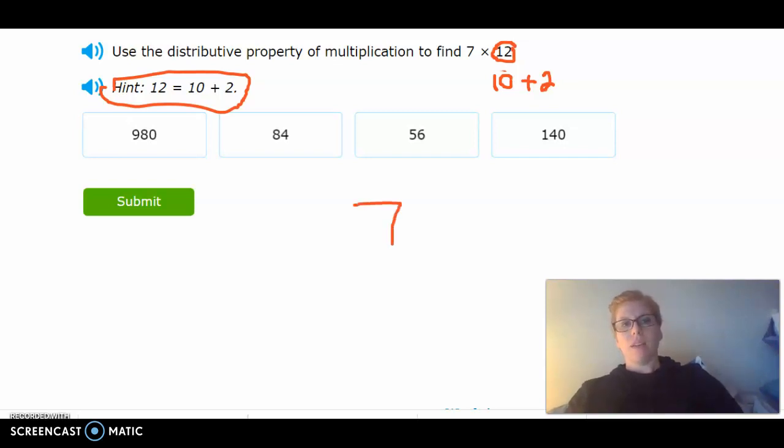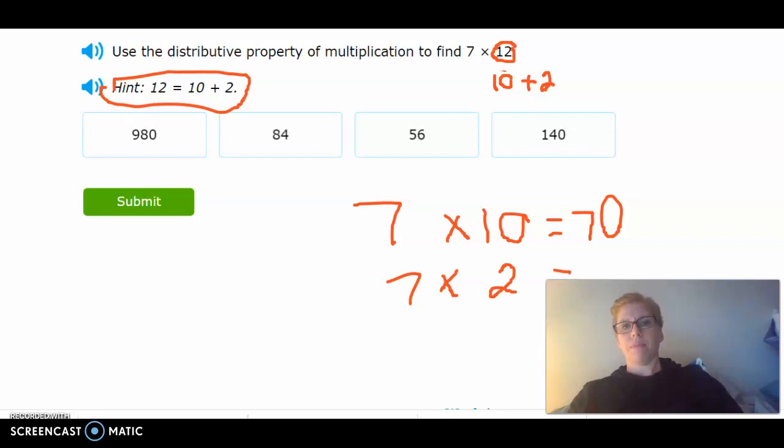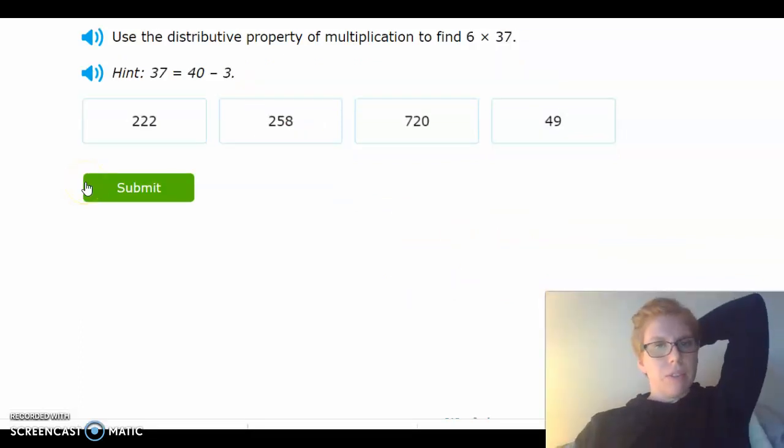So I've got 7 times 10, and what is 7 times 10? Well, that gives us 70. And then I've got 7 times 2. And that gives us what? That gives us 14. And then we add the answers together. Well, we have 4 in the ones place, and then 8 in the tens place. So our answer is 84. Awesome.